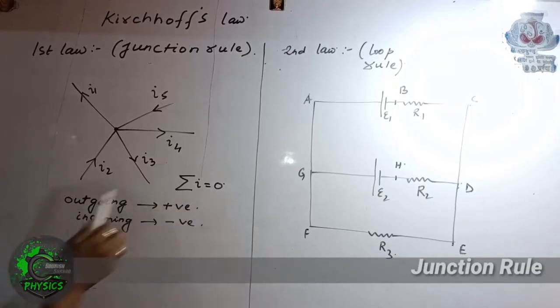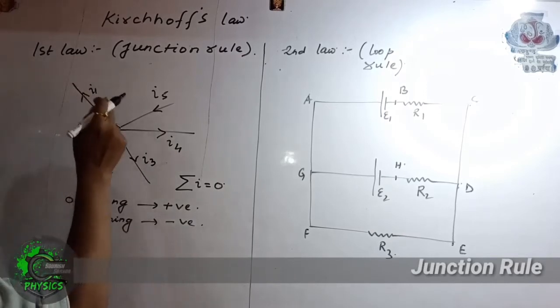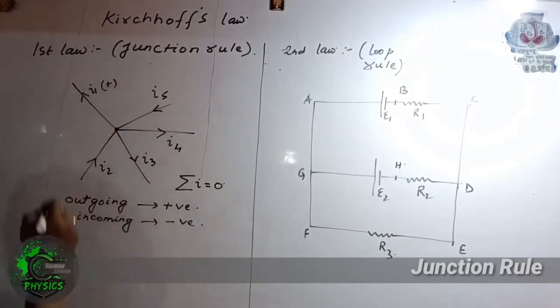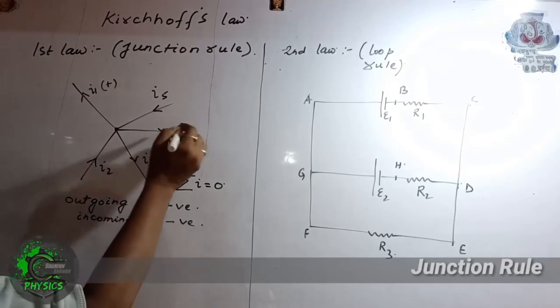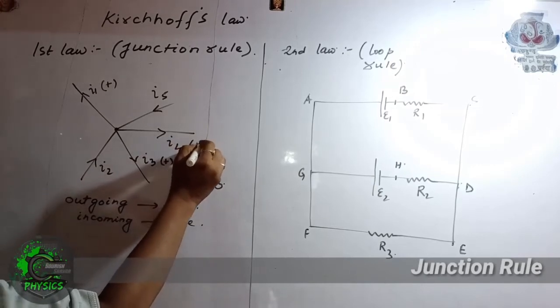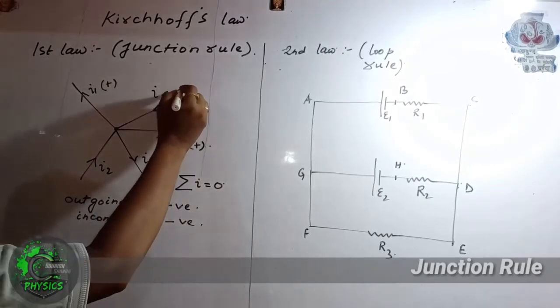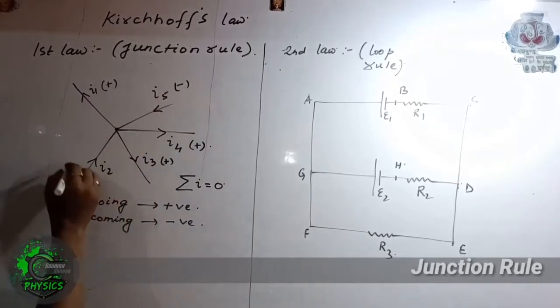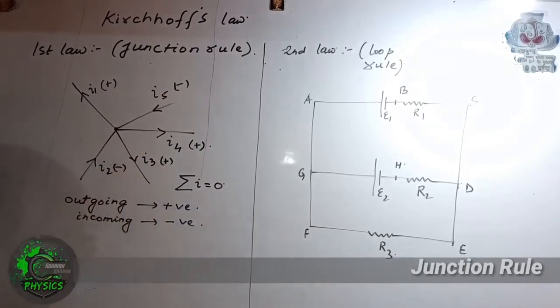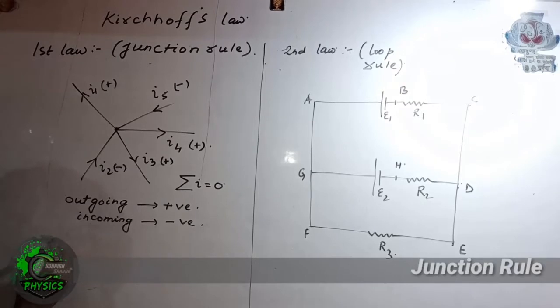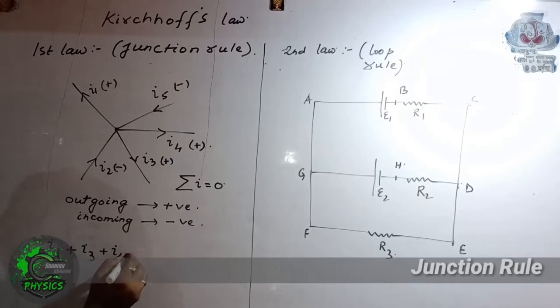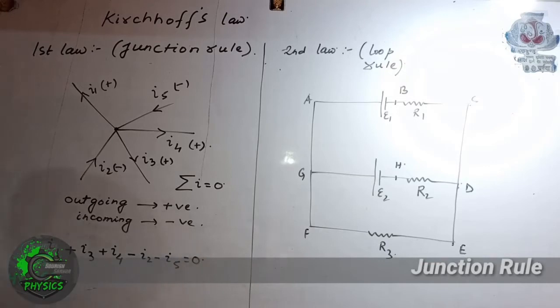So sigma I equal to 0. I1 is an outgoing current, so it is positive. I3 is an outgoing current, so it is positive. I4 is an outgoing current, so it is positive. I5 is an incoming current, so it is negative. And I2 is an incoming current, so it is negative. So sigma I equal to 0 means I1 plus I3 plus I4 minus I2 minus I5 equal to 0.